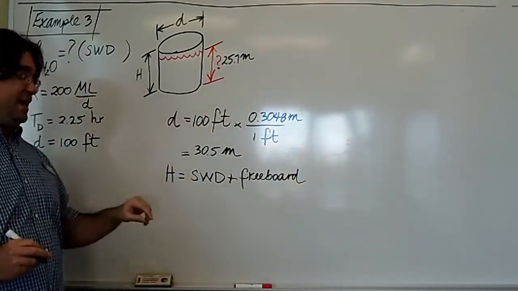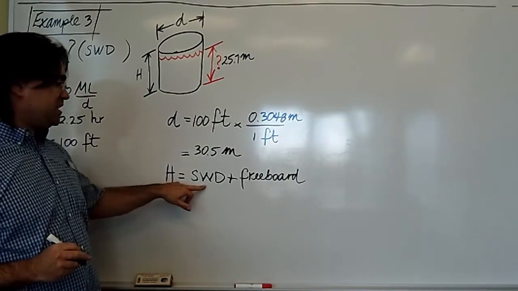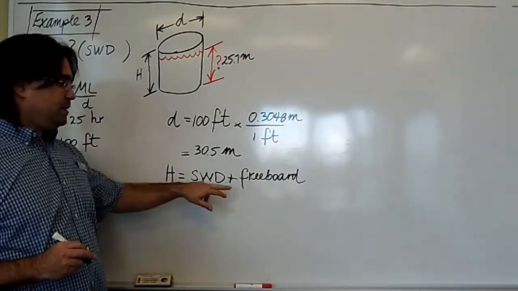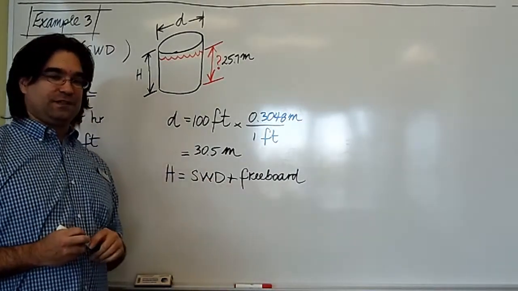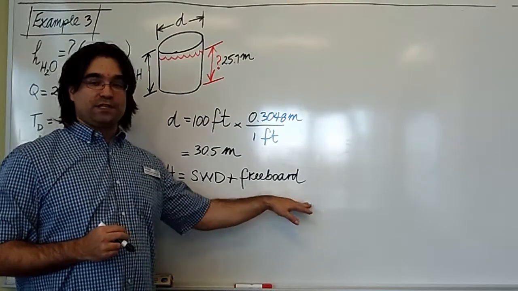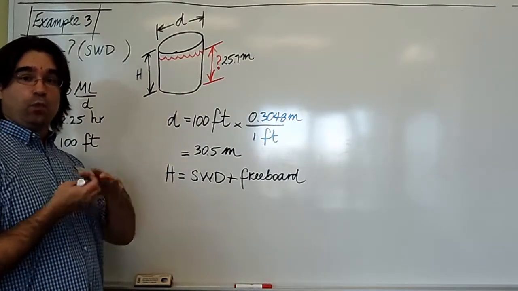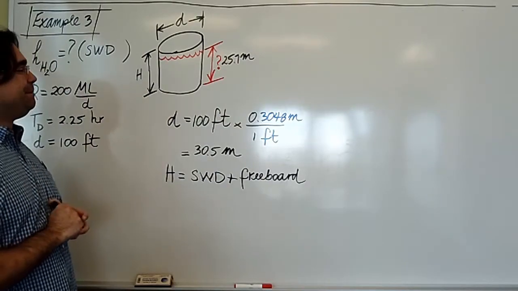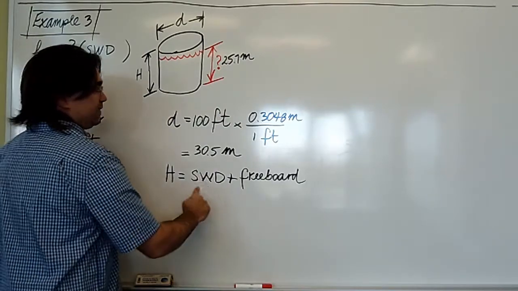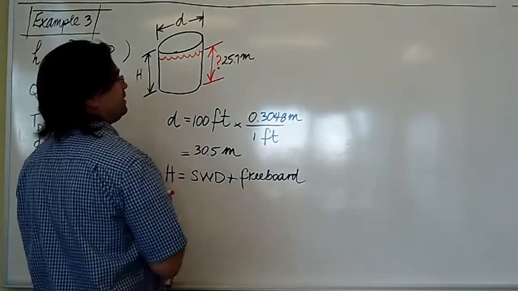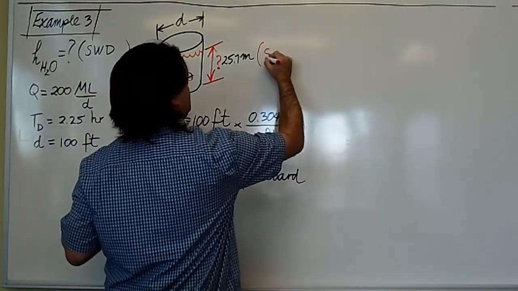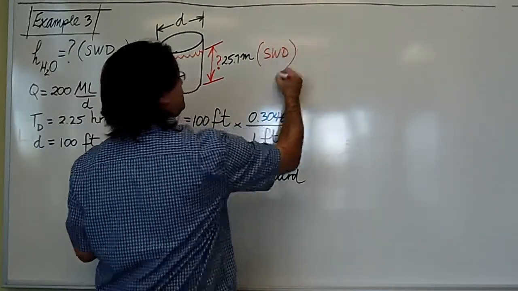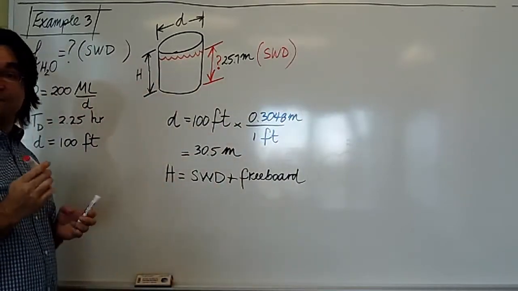The height of the tank is equal to the side water depth plus the freeboard. Okay, do you remember what the freeboard is? Not only what the value of it is, but what the purpose of it is? Go look it up. Okay, so the side water depth is actually that value there, right? It's the height of the water.